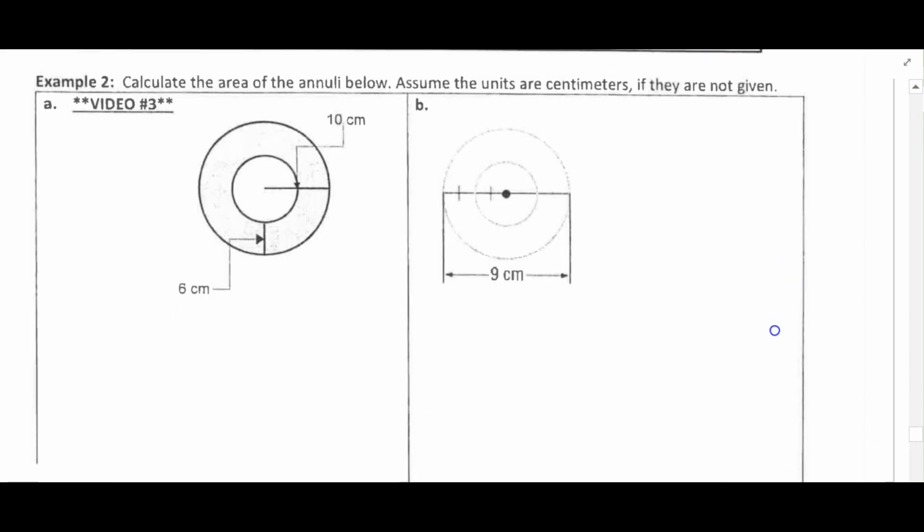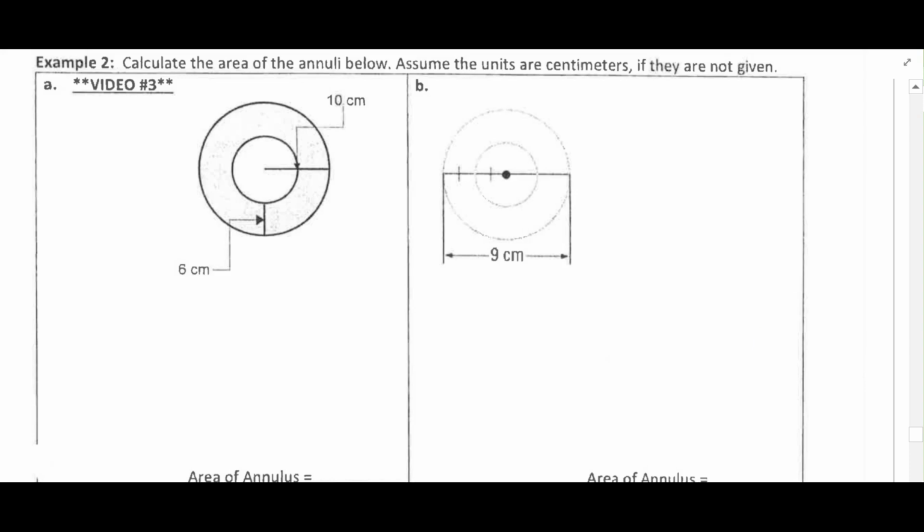So example 2, part A, we want to find the shaded area. So we want to find this annulus here. And in order to do that, we're going to have to figure out what our large radius is. So let's take a look at the picture. I can see that from here to here is the radius of the large circle. So that's 10 centimeters. And this is the radius of the small circle here. Okay, and I'm just going to label it r right now.